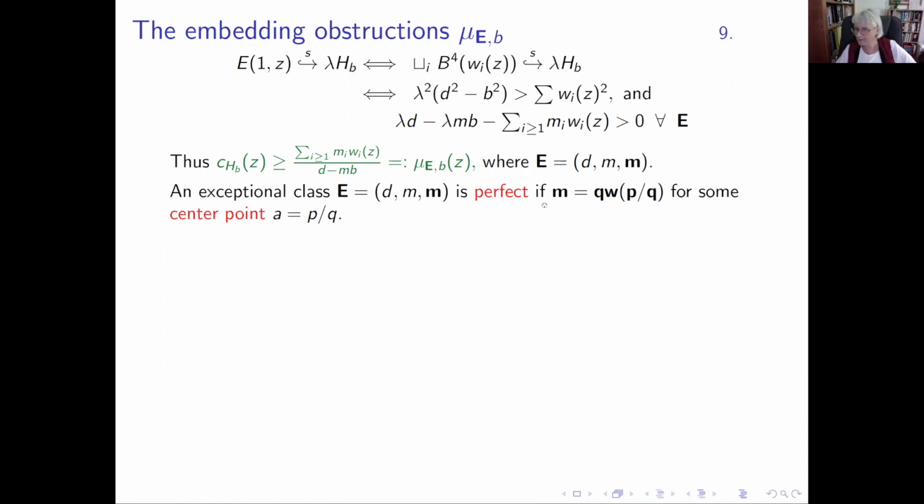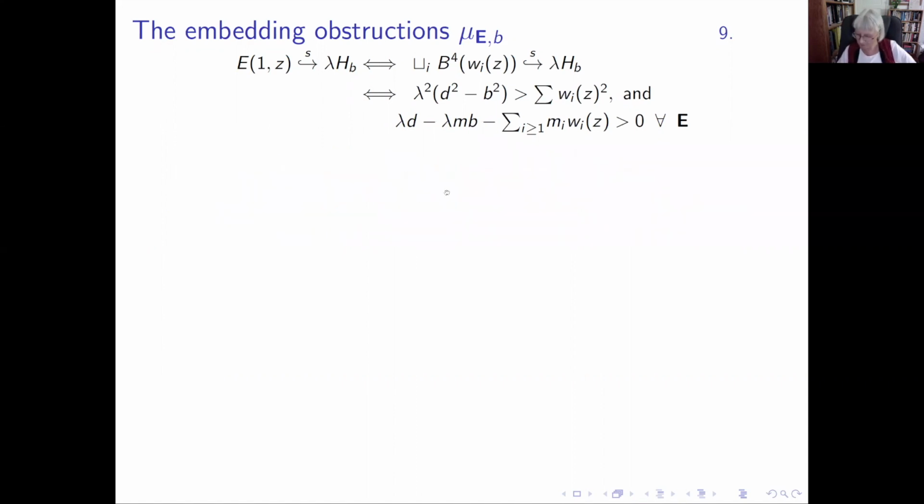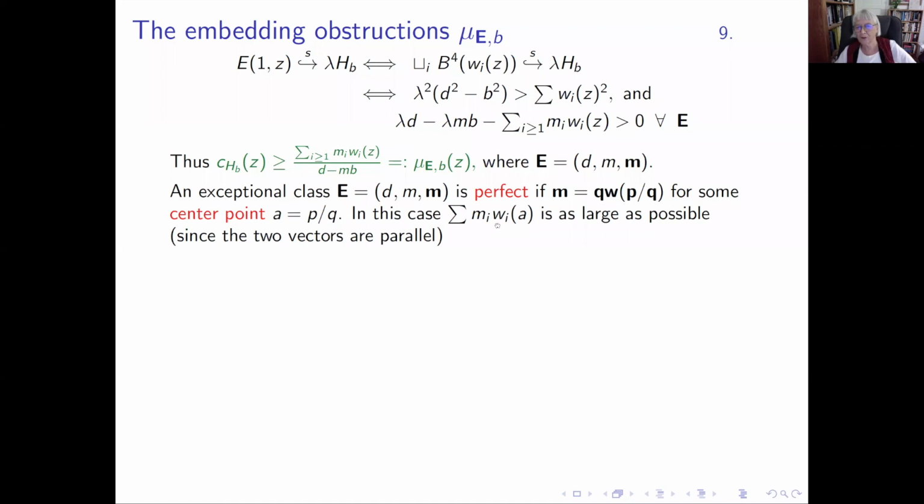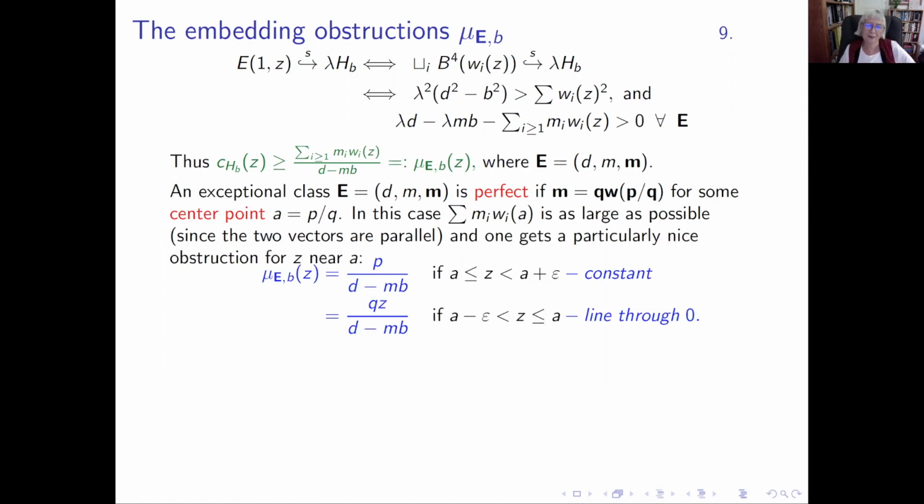Now the good classes, just as in the case that Felix and I looked at, we call perfect, and actually Usher had these definitions too. What you want is that this m here is a weight expansion for some number p over q. Because if that's true, then this vector m is parallel to the weight expansion at this point a, which is p over q, the center thing. So you get the largest thing you can get from that sum. That gives you the best obstruction. So those are the important classes.